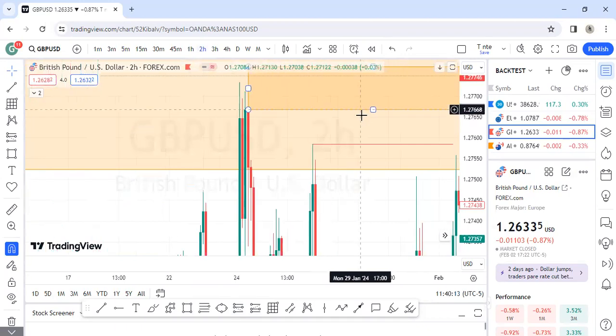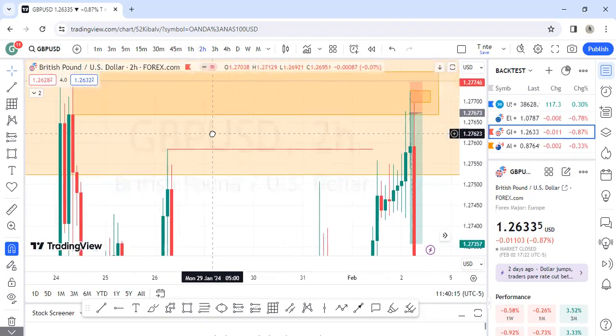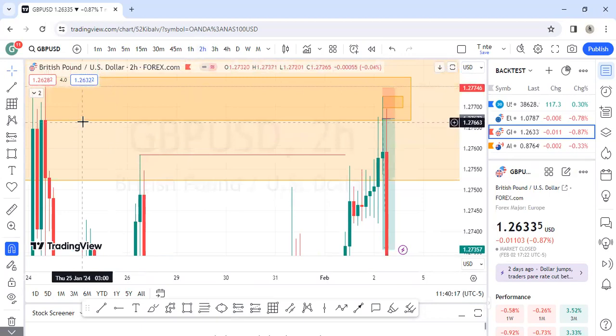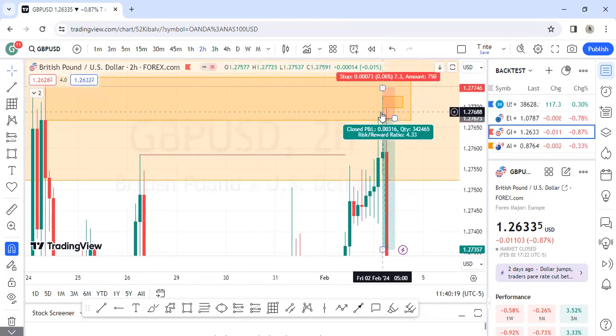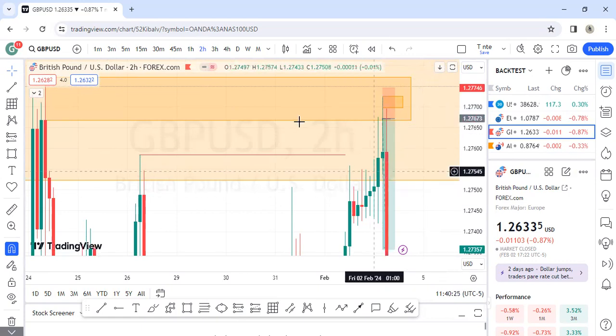So for me, if I was to take this trade, I would have likely reduced my risk. All this happened inside the 2 hour supply zone. So if I was taking this trade, I would have likely reduced my risk, like make it half risk, so that I wouldn't have much to lose if it does not go my direction. So that's basically what we had on the British pound.